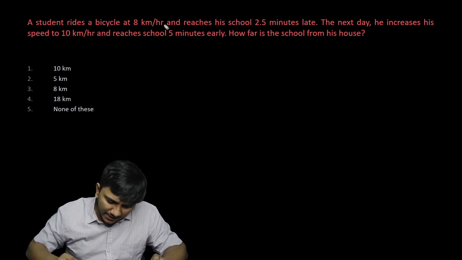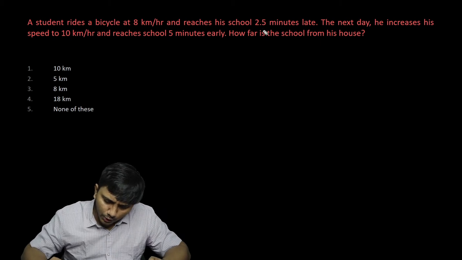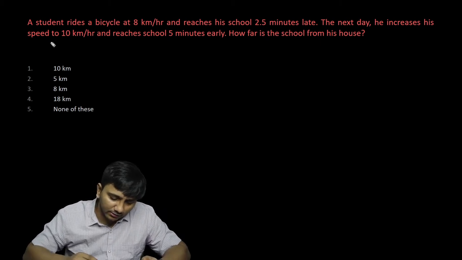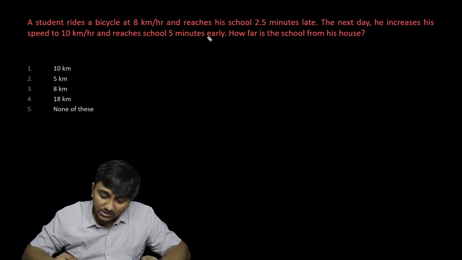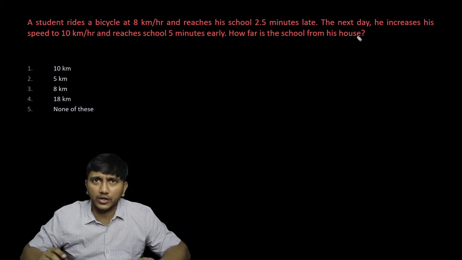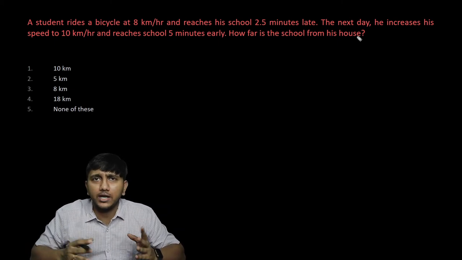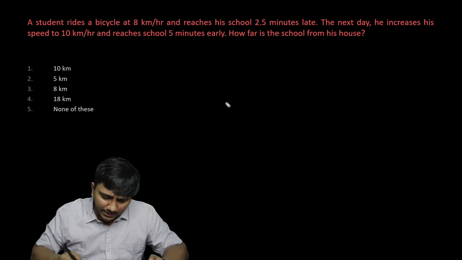A student rides a bicycle at 8 km per hour and reaches his school 2.5 minutes late. The next day he increases his speed to 10 km per hour and reaches school 5 minutes early. How far is the school from his house? Okay, first I'm going to solve like I'm solving an exam. Then if you want me to explain in detail, I will explain.